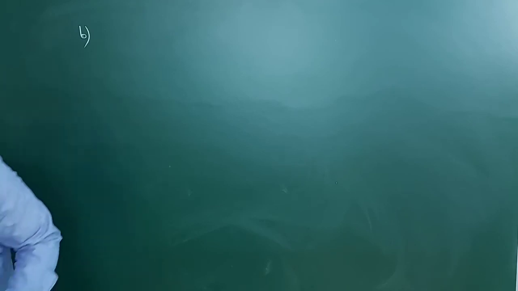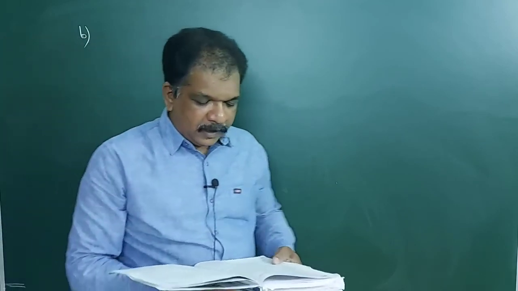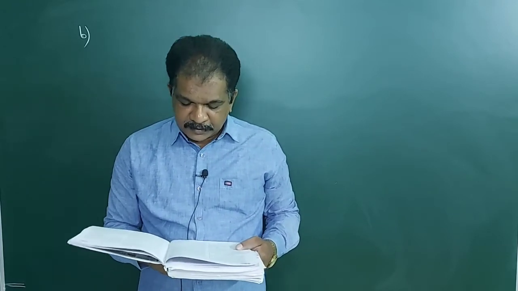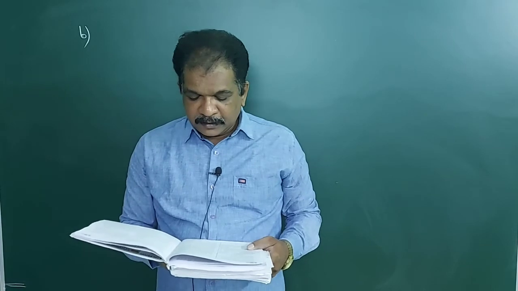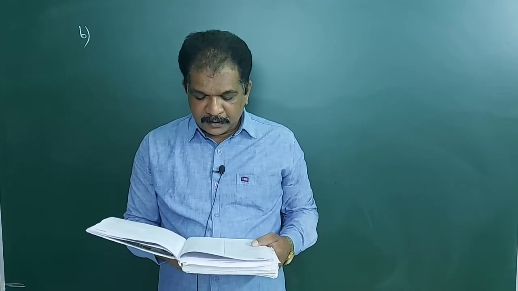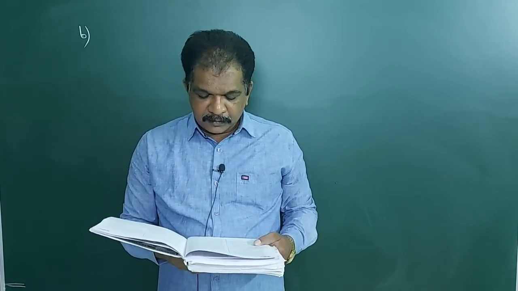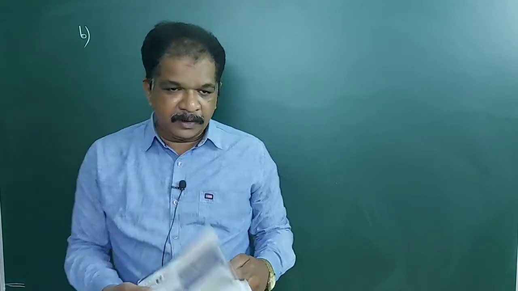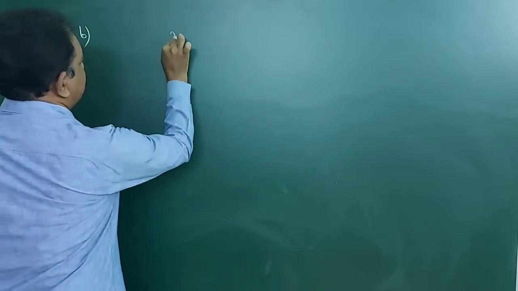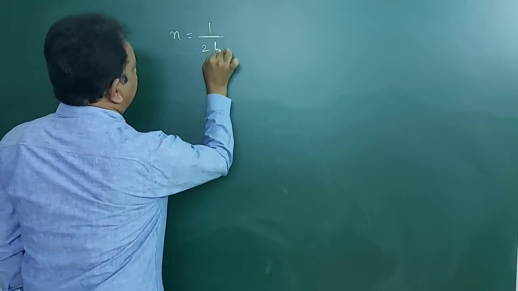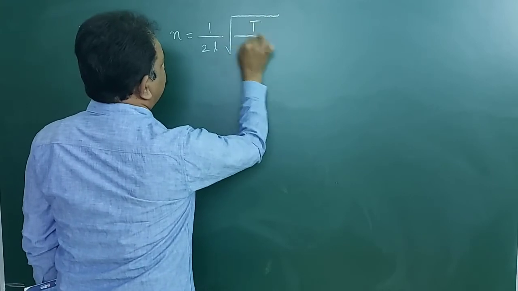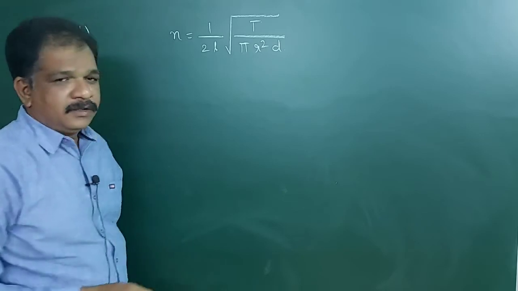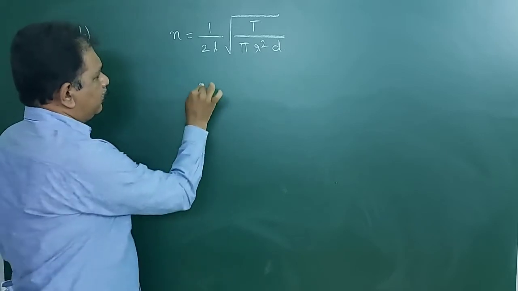What they are asking: a wire under tension vibrates with fundamental frequency 600 Hz. Length is doubled, radius is halved, and tension becomes 1/9. What will be the fundamental frequency? So n is equal to 1 by 2l square root of T by pi r square d. This is the fundamental frequency formula.